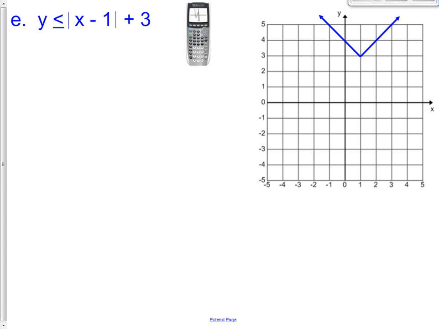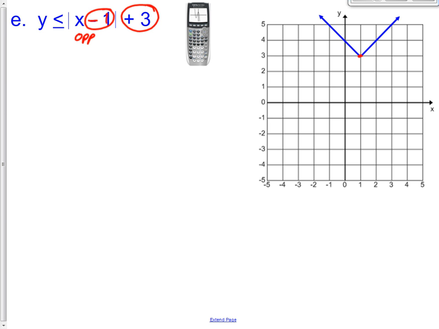This time, this 3 right here is going to shift my graph up 3 units, and then this 1 shifts my graph left and right. So as you can see, even though it's x minus 1, this part will always be opposite of that negative 1. So usually when you think of negative 1, you think of left 1, but now it's going to be right 1 up 3. That's where your vertex is going to be.